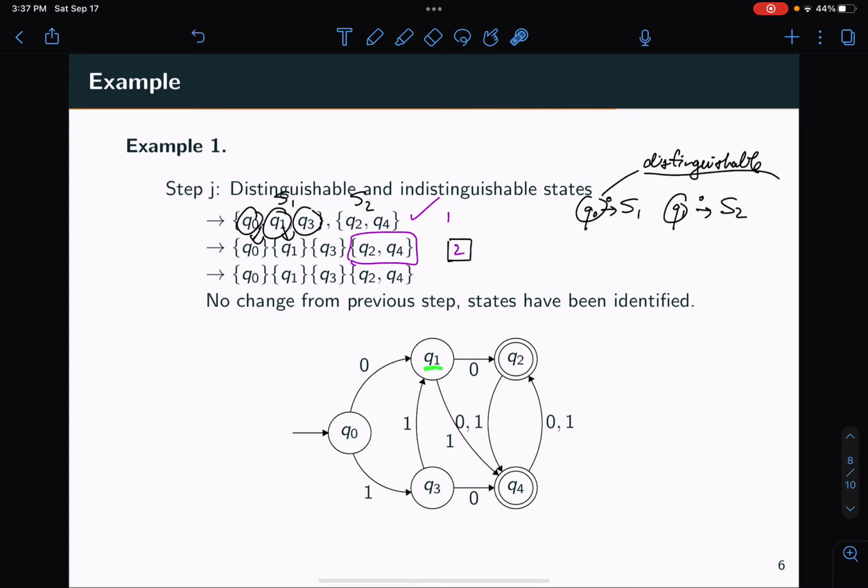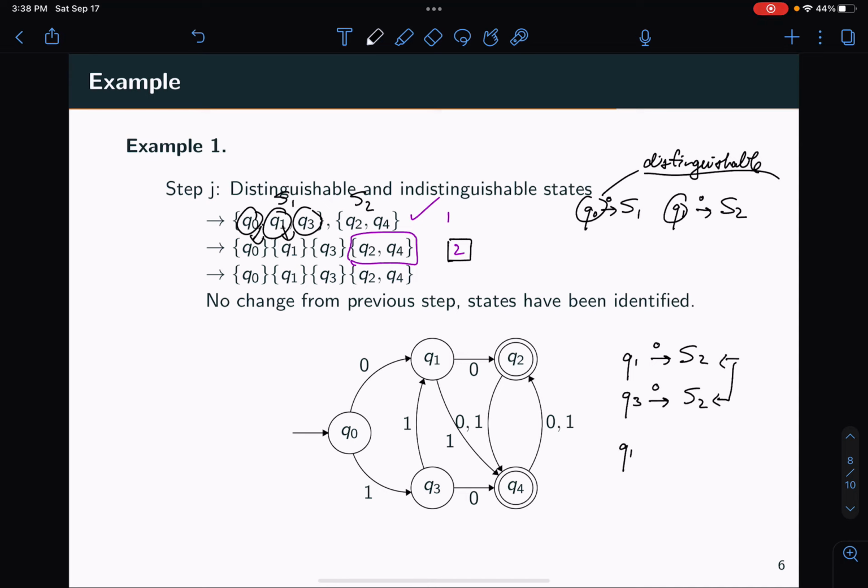How about Q1 and Q3? Well, actually, let me write this one down. For Q1 and Q3, if I read a 0 from Q1, I go to Q2, which is part of the partition S2. And if I read a 0 from Q3, I go to the partition S2. So far, these guys are the same.